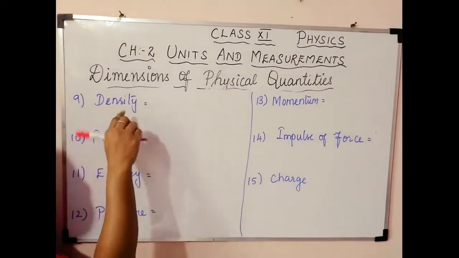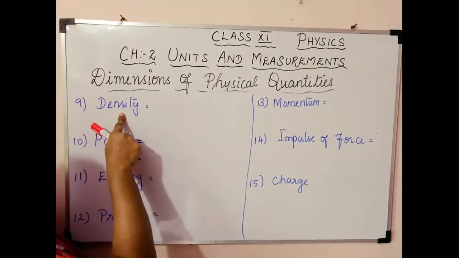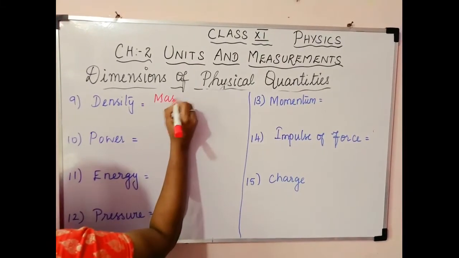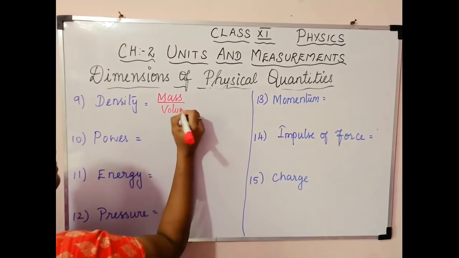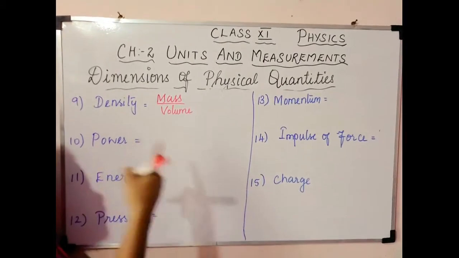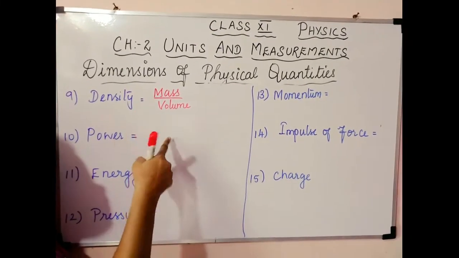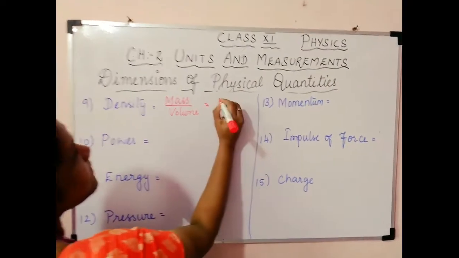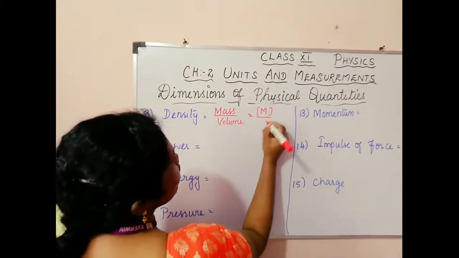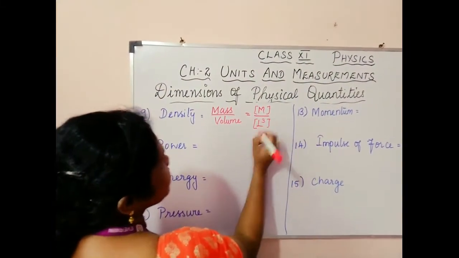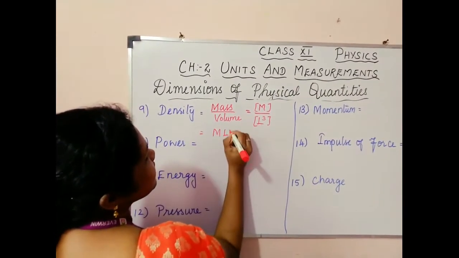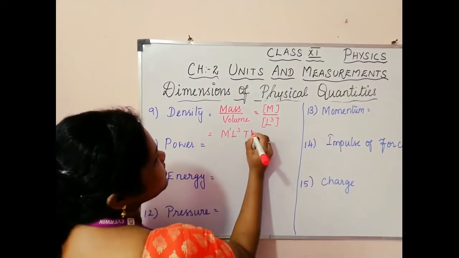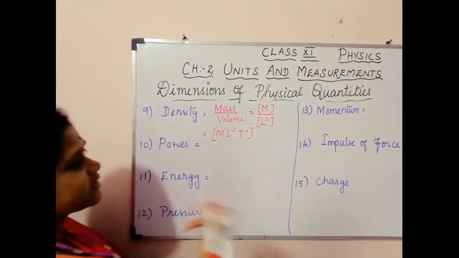Now we'll find out the dimensional formula for density. What is the formula for density? Mass per volume. Remember that to find the dimensional formula, you need to know the formula for the particular physical quantity. So mass per volume, mass is M, and for volume we have found that it is L cube. So this is M power 1, L power minus 3 and T power 0. So there is no time dependence.